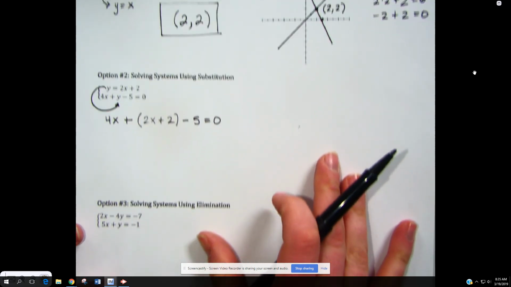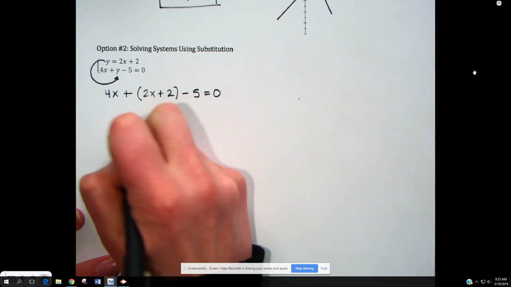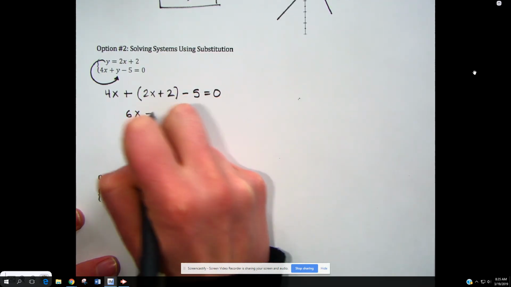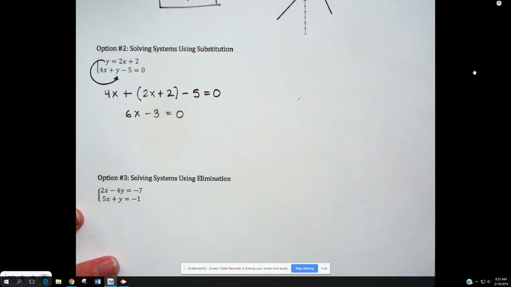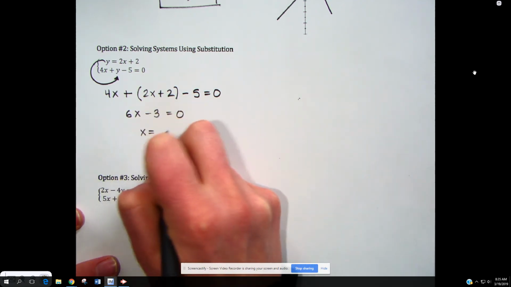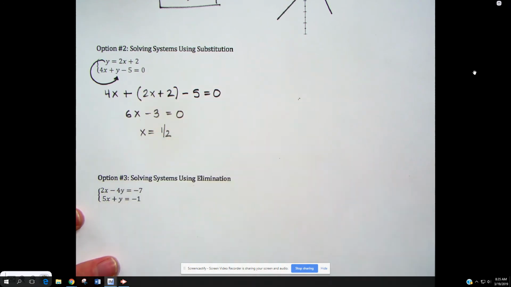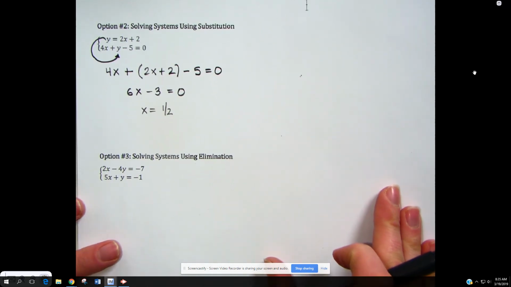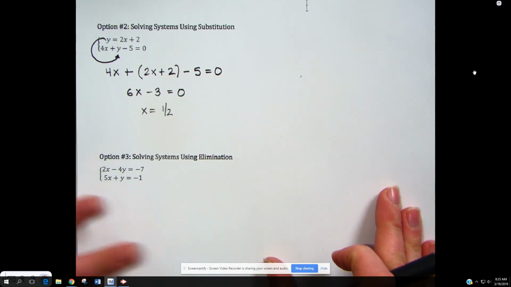So I can go ahead and solve this one out. I'd have 6x minus 3 by combining like terms, and that would solve out to be 3 over 6 or 1/2. Now, don't forget, your answer should be a coordinate like we just talked about. What we're really finding here is the coordinate where these two linear functions would intersect.